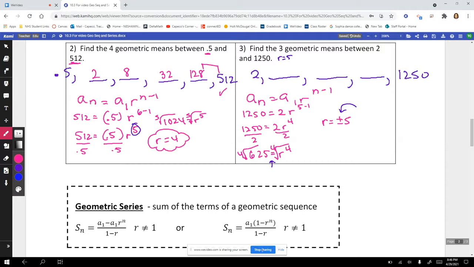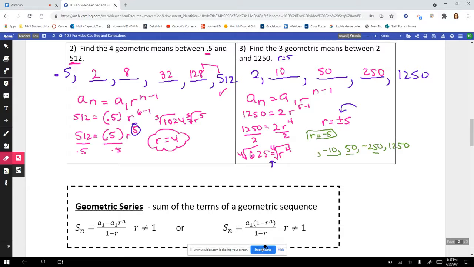2 times 5 is 10, and then I get 50, and then I get 250, and then my last term is 1,250, which works out. Now this time, what happens if r is equal to negative 5? I would still start with 2. This time I get negative 10, 50, negative 250, and I would still have 1,250 as my final value there.